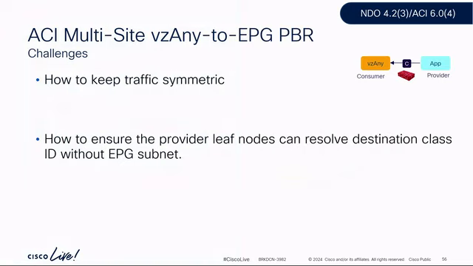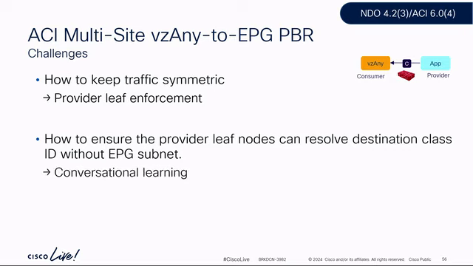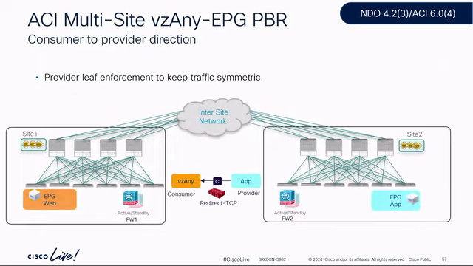So with any to EPG, any to specific EPG, we have 2 challenges. One is how to keep traffic symmetric. For that, we use provider leaf enforcement, similar to EPG contract with PBR. So we already talked about it. But how can we ensure the provider leaf can always resolve the consumer EPG class ID without a subnet? For that, we introduce conversational learning. So I'm going to explain that.